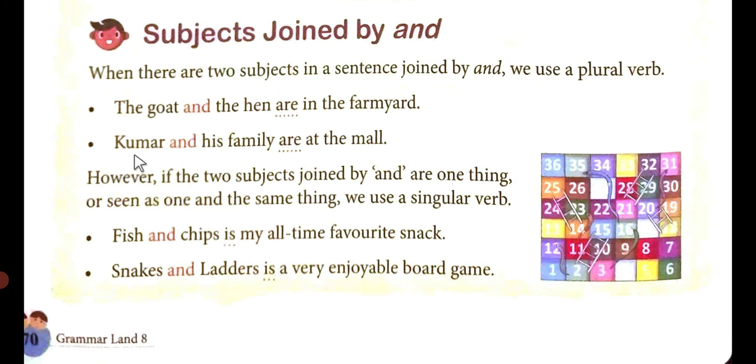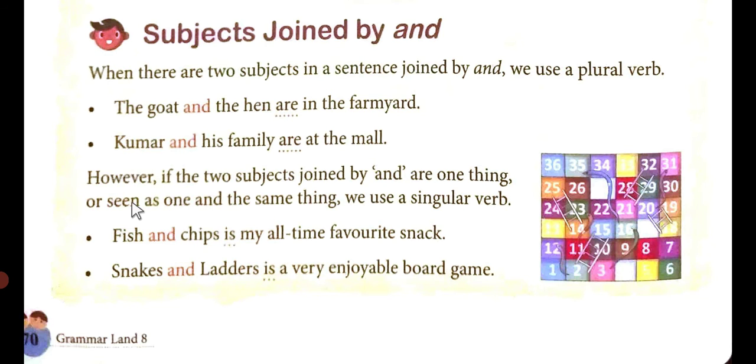Now, Kumar and his family are at the mall. Kumar and his family. Kumar, his family is joined by and they are at the mall. So, the two subjects in a sentence which are joined by and, we always use the plural verb, that is are.